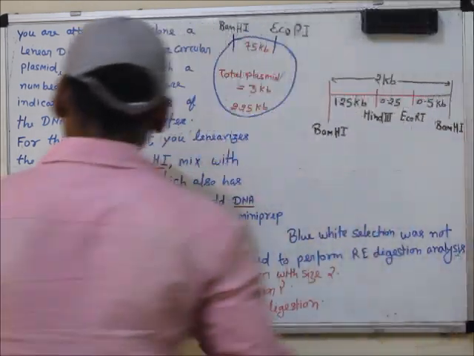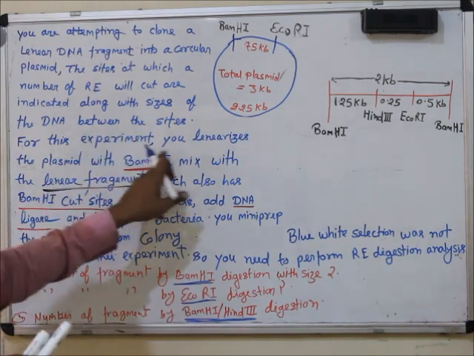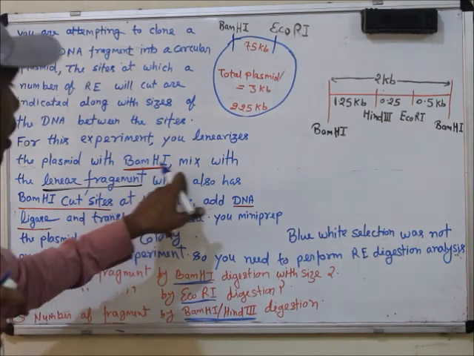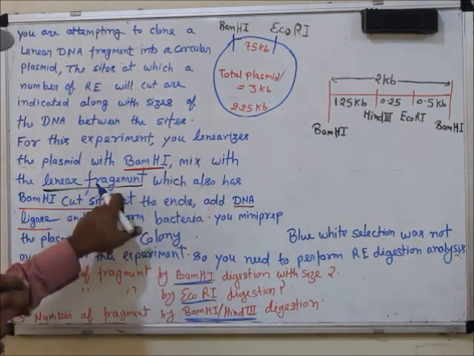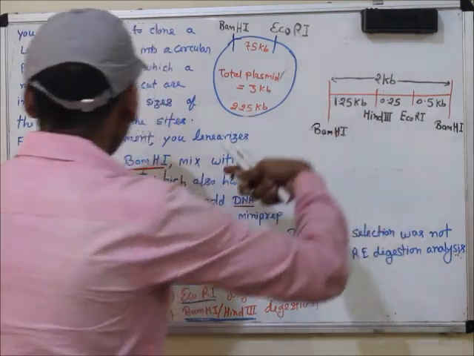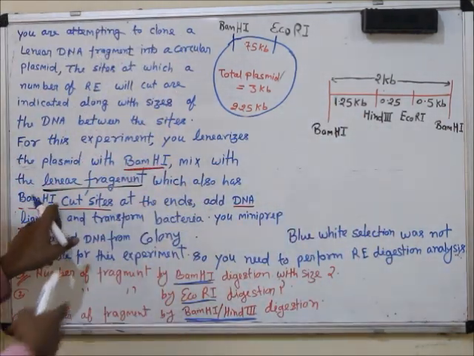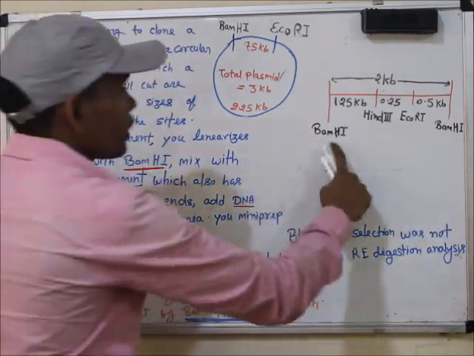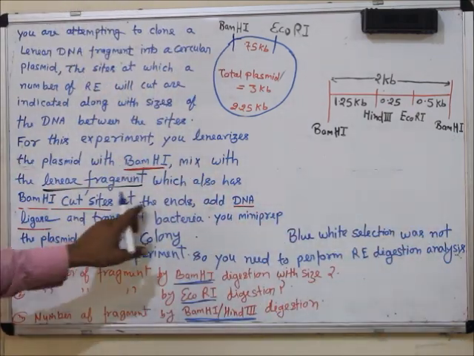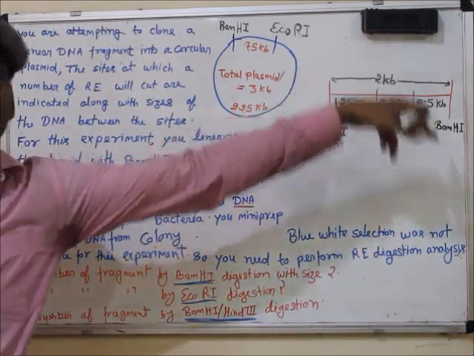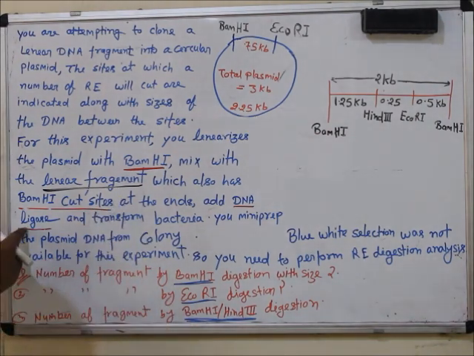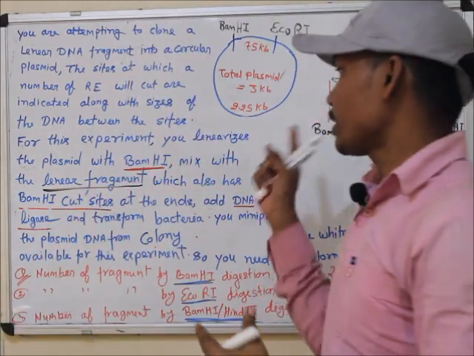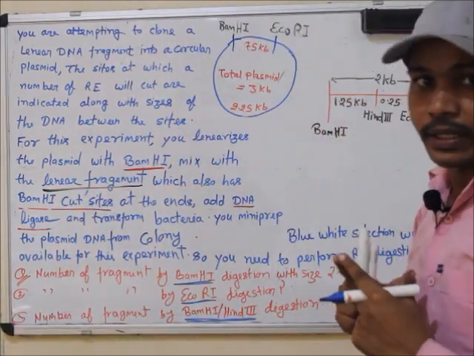But the question says that for this experiment you linearize the plasmid with BamHI. Mix it with the linear fragment, which also has BamHI cut sites at the ends. Add DNA ligase. What is the function of DNA ligase? DNA ligase joins the two fragments.